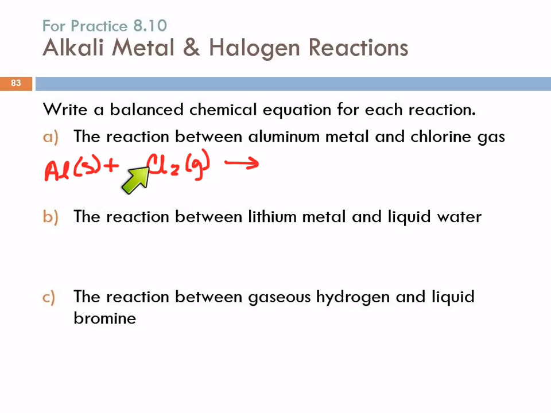And where are they going to get their electrons? They're going to get them from aluminum. So we're going to get aluminum ions, and we're going to get chloride ions. And we look at the charges to figure out what the formula for the compound is. And we're going to get AlCl3.